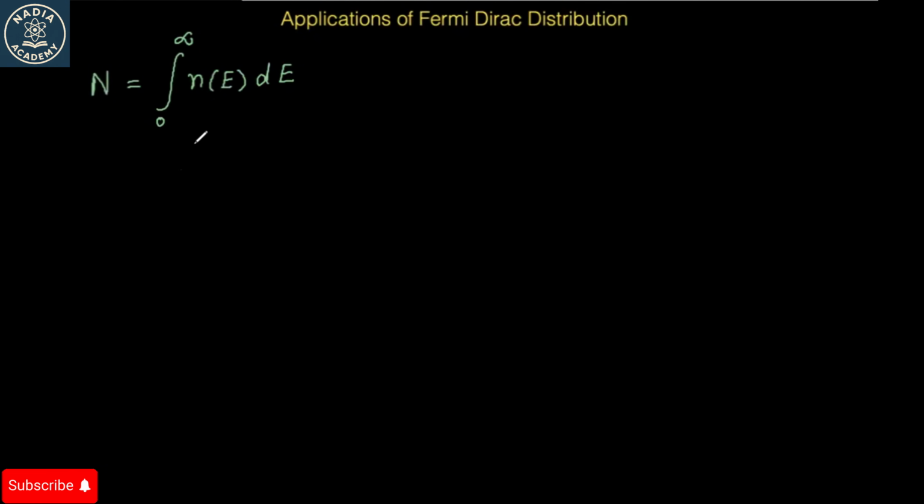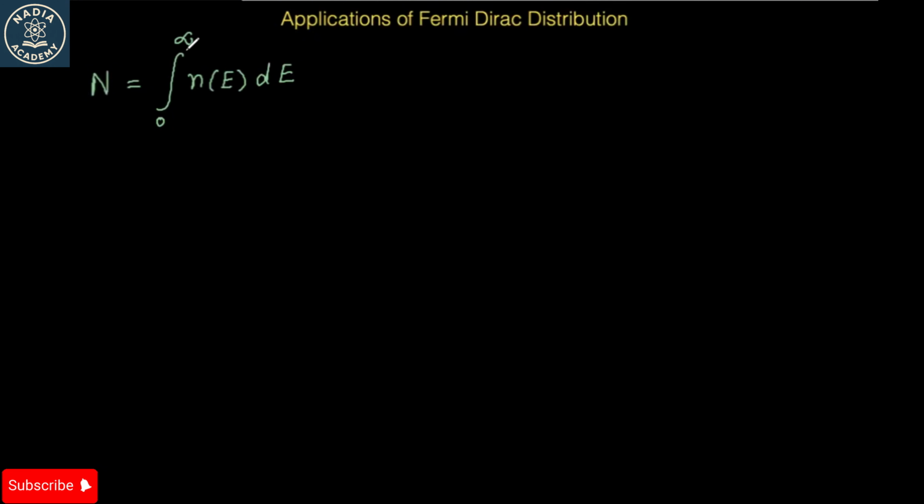So let's understand first of all this formula. What is N(E)? It is the number of electrons per unit energy interval at energy E. So once again, N(E) is the number of electrons per unit energy interval at energy E. And here, we are integrating from 0 to infinity.